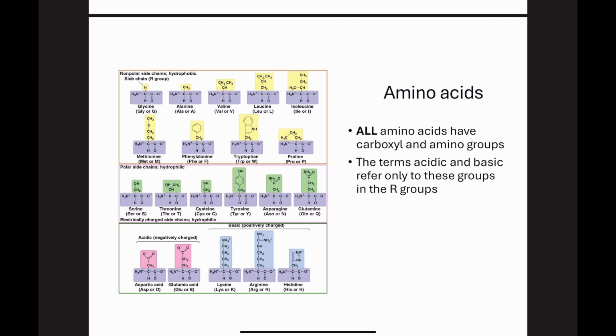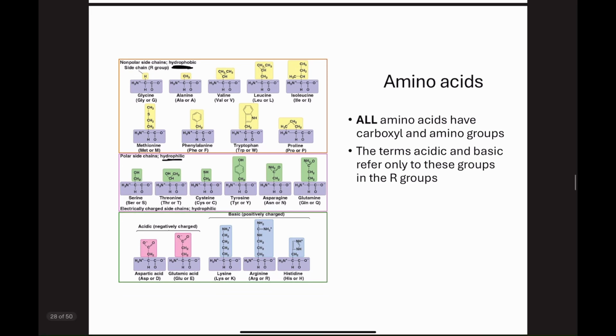So one group of amino acids has nonpolar R groups, which make it hydrophobic, which is what we see here. Glycine, alanine, valine, leucine, isoleucine, methionine, phenylalanine, tryptophan, and proline are all nonpolar hydrophobic amino acids. Now we also have hydrophilic polar amino acids. And the difference between hydrophobic and hydrophilic amino acids, again, is their R groups.